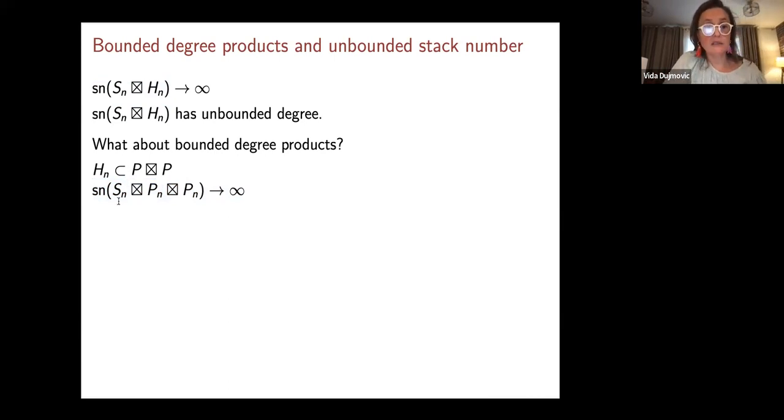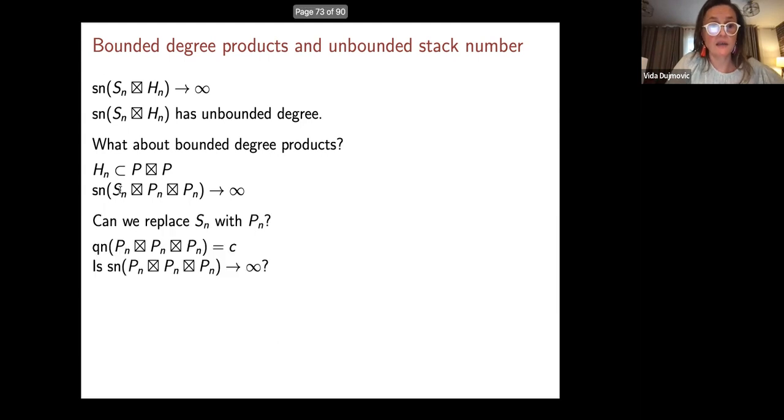And then if you look at it, you think, well, if I replace a star by another path, I get a graph that looks kind of like a grid that has bounded degree, like a 3-dimensional grid. So the question is, can we replace this star by a path, okay, and still get unbounded stack number? The graph itself still has bounded queue number. Path times a path times a path has a bounded queue number because each of these graphs has a bounded queue number.